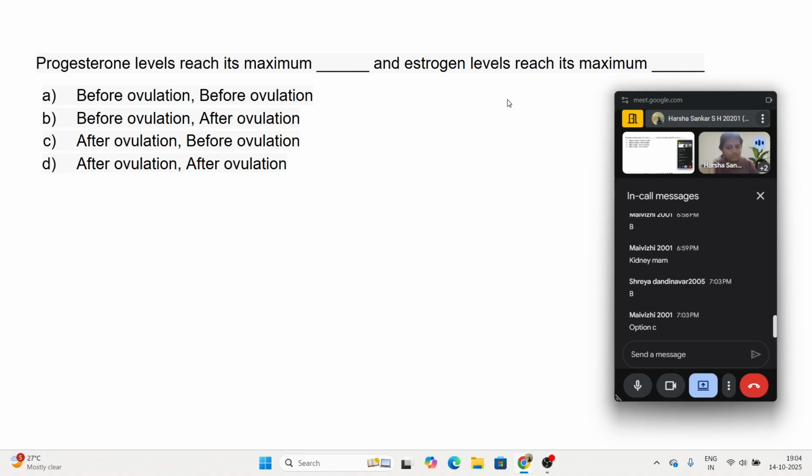It's fine, no issues like this. Since we discussed it, now we'll remember. Progesterone is generally known as the pregnancy hormone, so you can remember that it peaks its activity after ovulation.